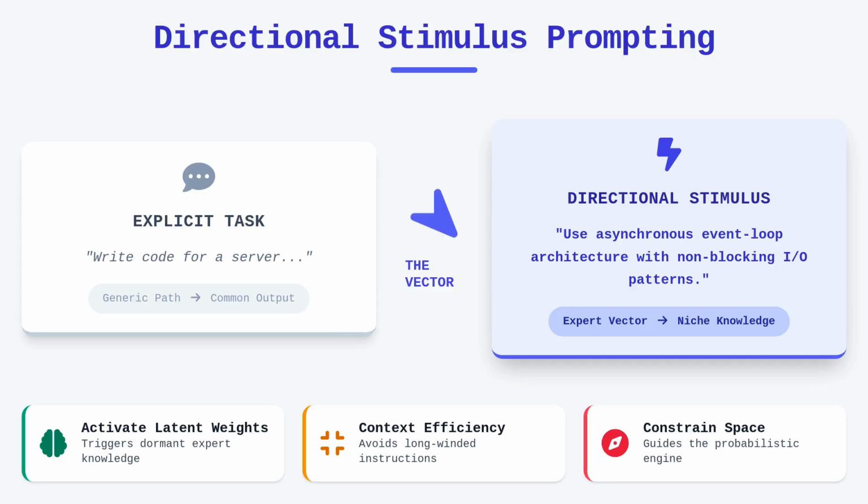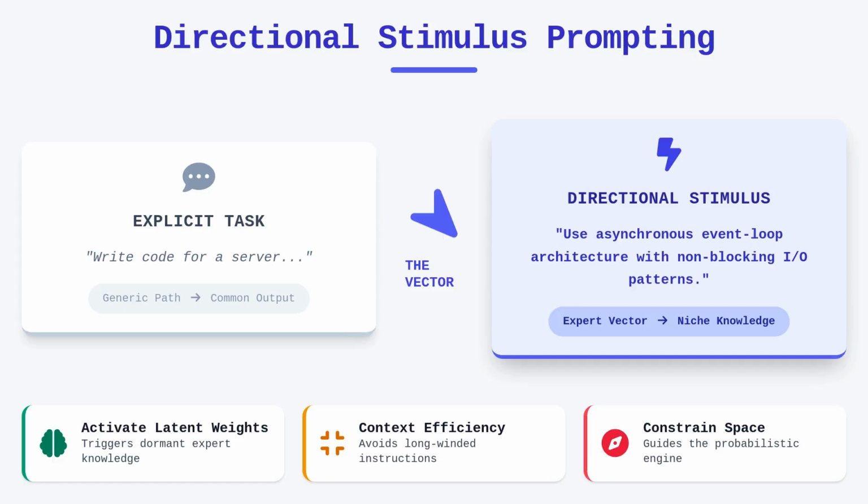Consider the difference between asking a model to write code for a server and providing the stimulus: use an asynchronous event loop architecture with non-blocking I/O patterns. The latter acts as a directional vector, constraining the solution space without requiring a verbose explanation of your architectural preferences. The primary goal here is to activate niche expert knowledge embedded within the model's weights that might remain dormant if the prompt is too generic.